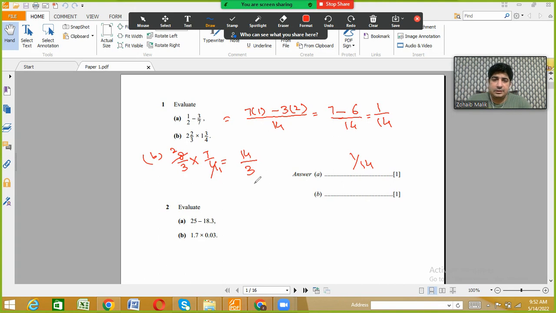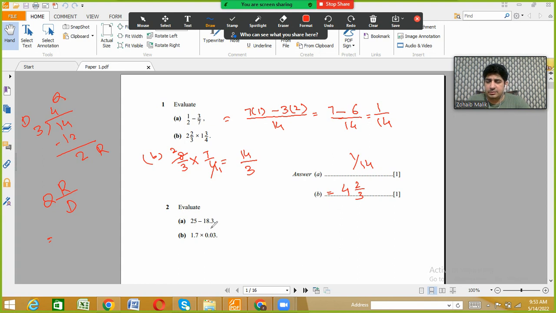Basically this is an improper fraction, so we are supposed to write it as a mixed number. I hope you are well aware of how to write a fraction as a mixed number. This is 14 divided by 3. 3 fours are 12, 2 is left, and the basic rule is Q, R over D. This is the quotient, this is the remainder, and this is the divisor. So the answer would be 4 whole 2 by 3.